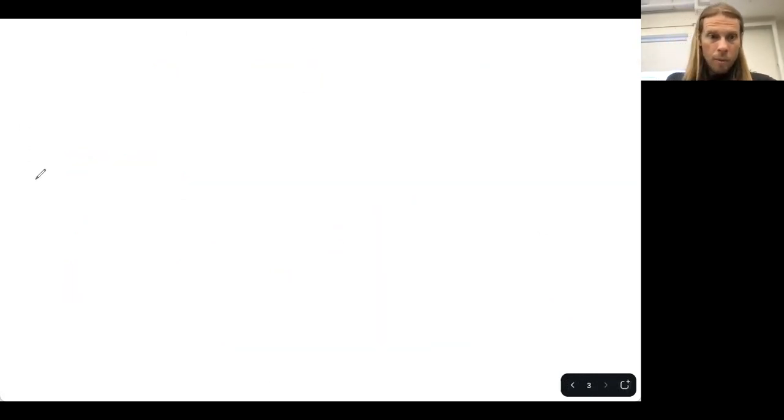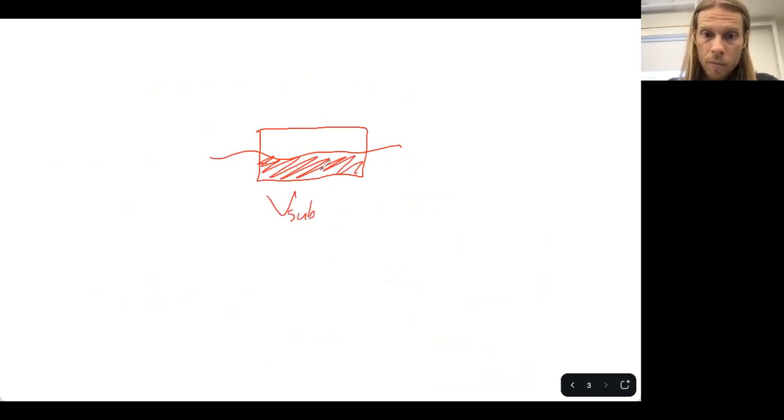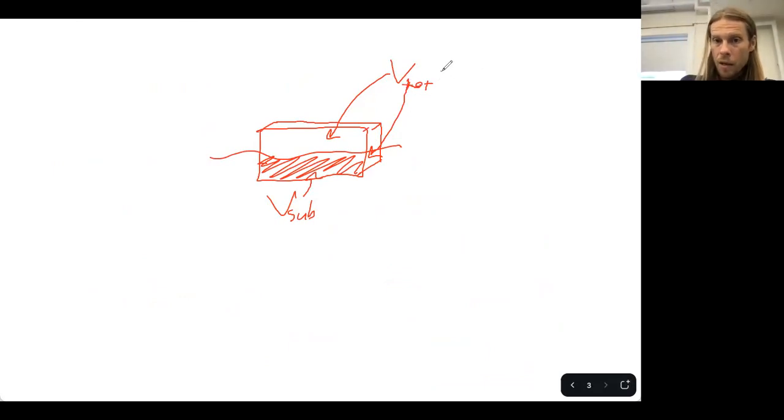So when you have a boat floating, again, pause the video if you want to take that in, go back a step. If you have anything floating, the submerged volume is always less than the total volume. V total is both of the volumes, meaning the shaded and all of the above. V total is everything. Mass is density of the object times V total.